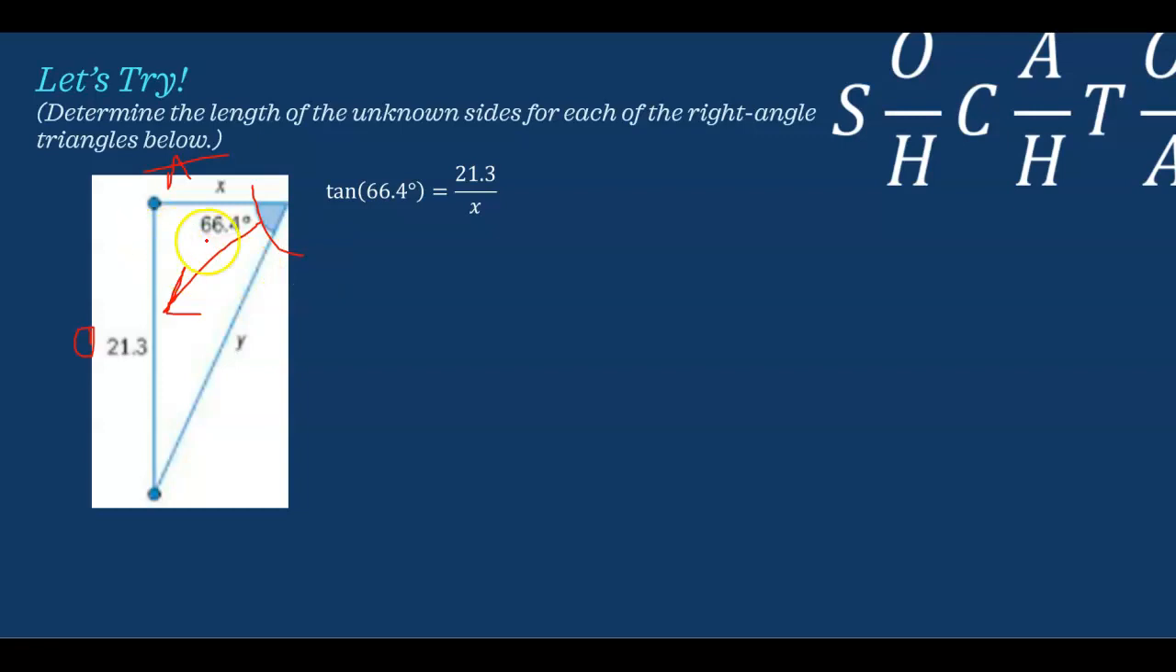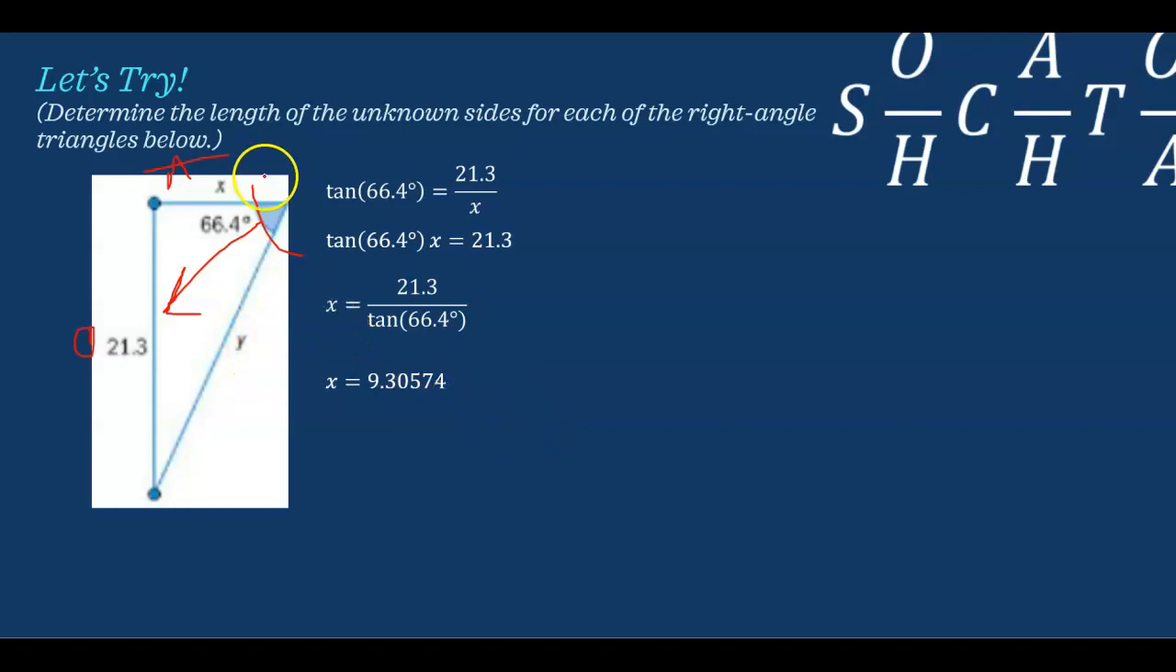So I'm going to do tangent of my angle 66.4 and my ratio opposite over adjacent, 21.3 over my x. Similar to before, you're going to multiply both sides by x to get tangent 66.4x equals 21.3. To get x by itself, I'm going to divide both sides by this tangent 66.4, which will give you this new division problem. Once you put that into your calculator, you will get 9.30574. That is your answer. But we're not done because we have to find y.